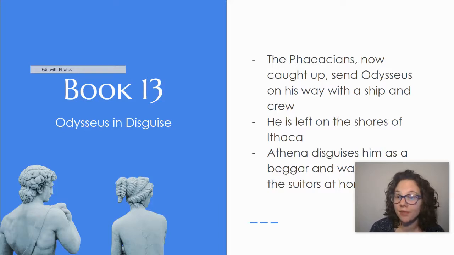Athena appears to him as he's lying on the shore. She disguises him for his own safety, and she tells him there are 100 suitors at your house. You need to go and think of a way to defeat them, because simple brawn is not going to help in this situation. And Odysseus is not one to do brawn over brain. He's very much a brain over bronze kind of guy.